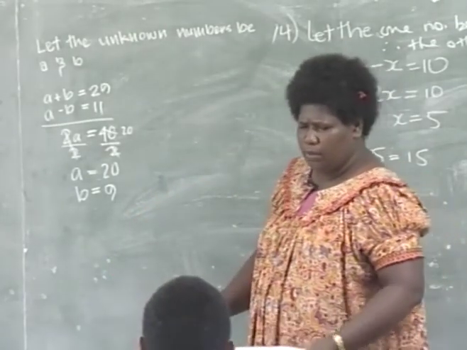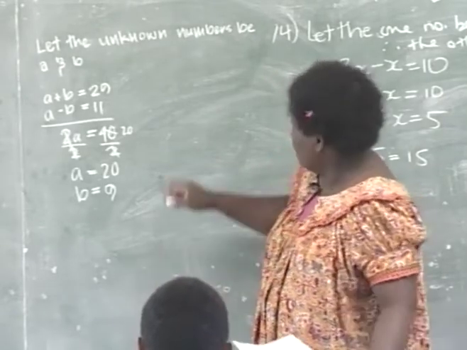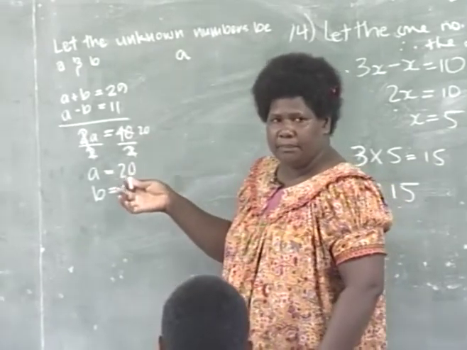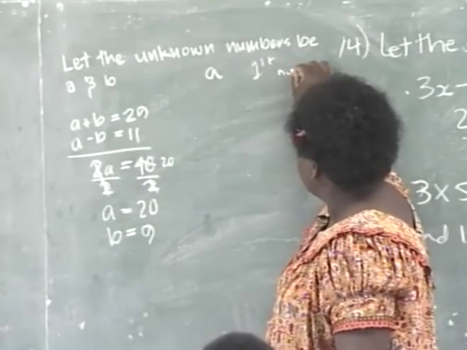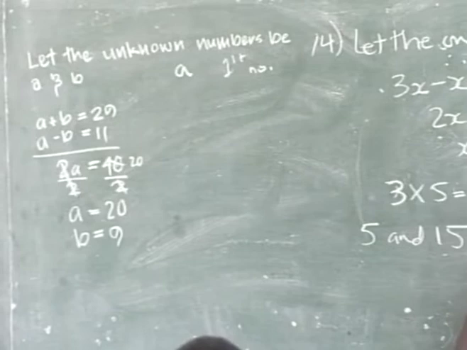Okay, the difference between two numbers is 11, but when added to the other, the total is 29. So if we let one number be a, without using the letter b, how can we get the other number? Let's say this one is the first number. How can we get the other number using a instead of b?